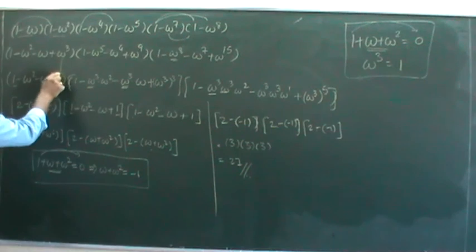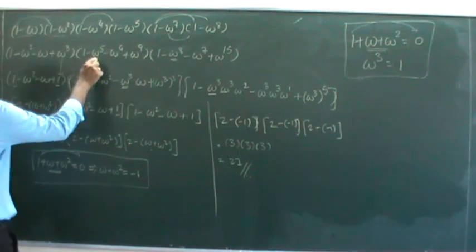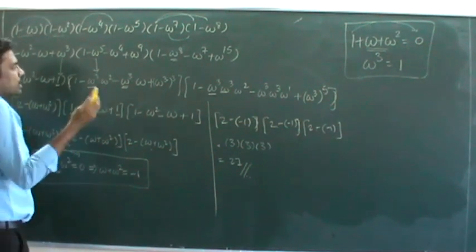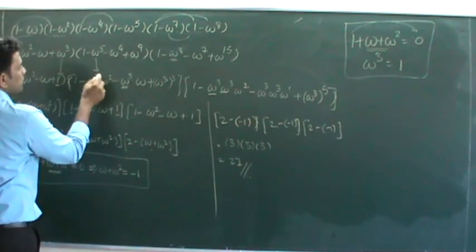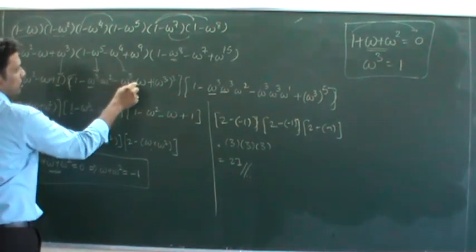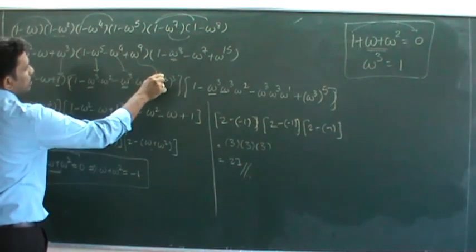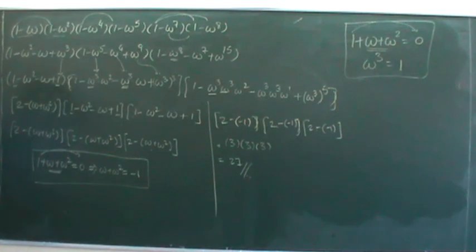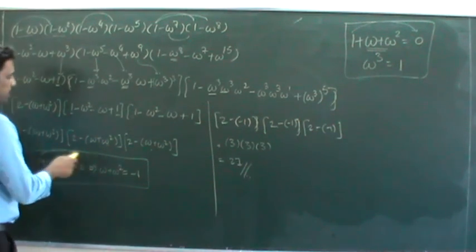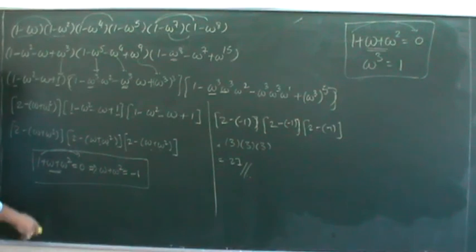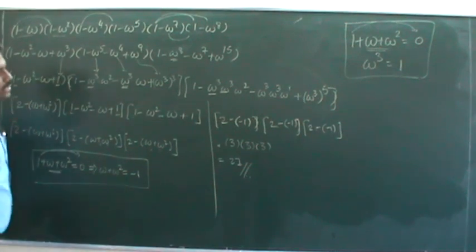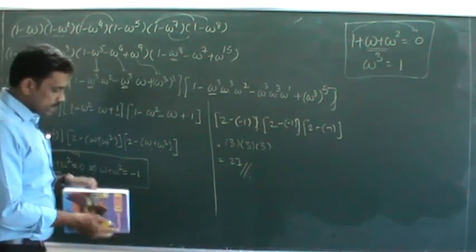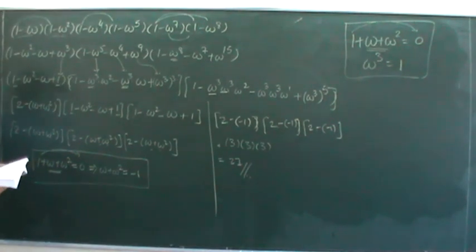Here omega cube value is 1. Here omega power 5 we can convert in terms of cube: omega cube into omega square, because 3 plus 2 is 5. Omega power 4 is omega cube into omega. Omega power 9 means omega cube whole cube. Like this I did enough. Then wherever omega cube is there, put 1. Then omega plus omega square are common terms. We have 1 plus omega plus omega square value equal to 0. If you move 1 to that side, then omega plus omega square value is minus 1. If you substitute it, we will get the answer. Okay.